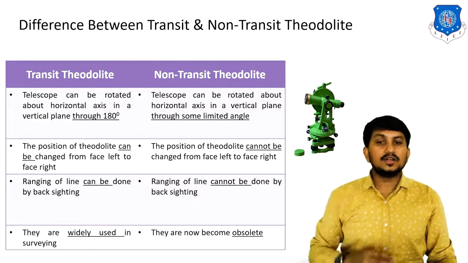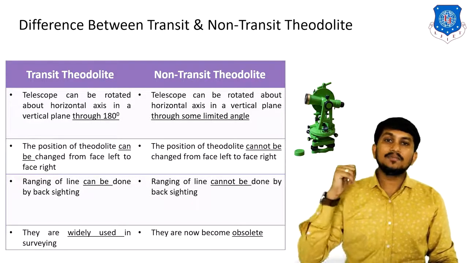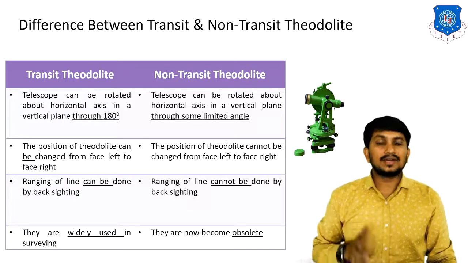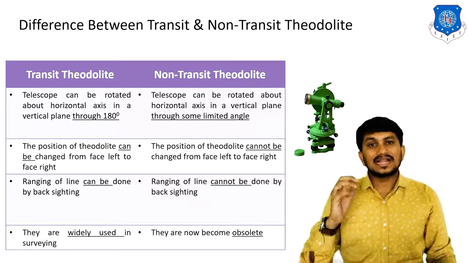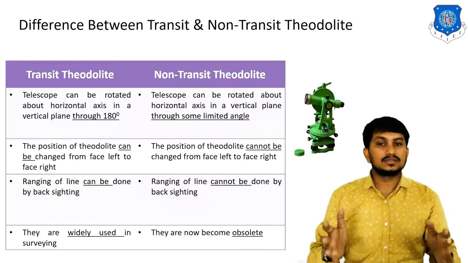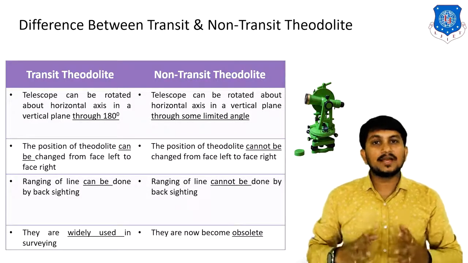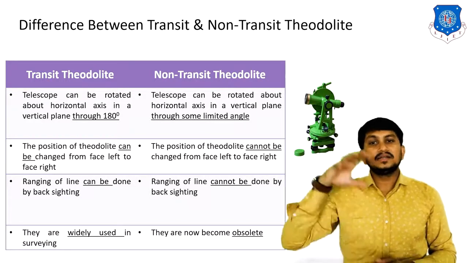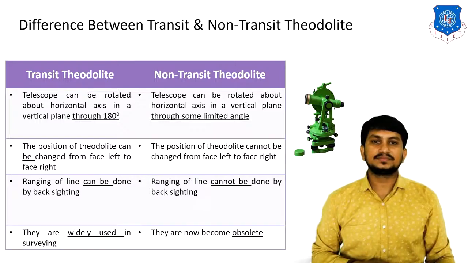Next, transit theodolite can be used for ranging the line by doing back sighting, while non-transit theodolite cannot be used for ranging the line done by back sighting. Transit theodolites are widely used nowadays in surveying, while non-transit theodolites have now become obsolete. It cannot be used nowadays. These are the differences between transit theodolite and non-transit theodolite.